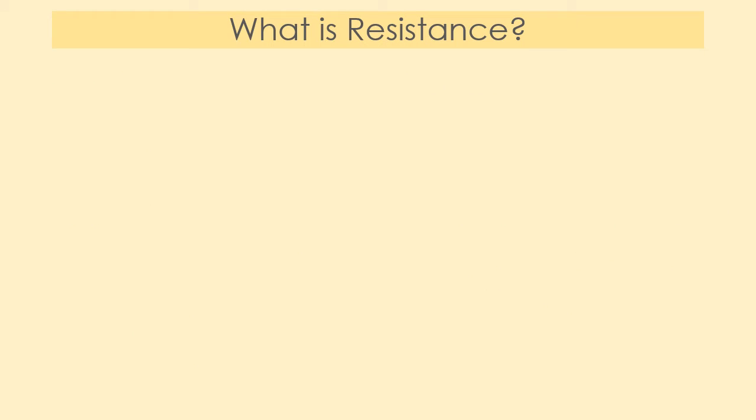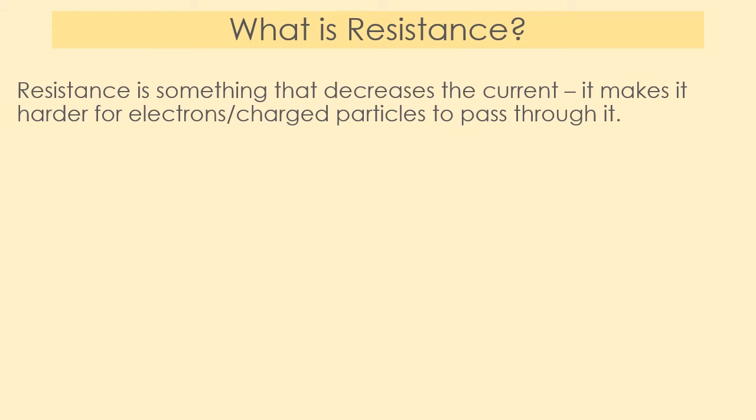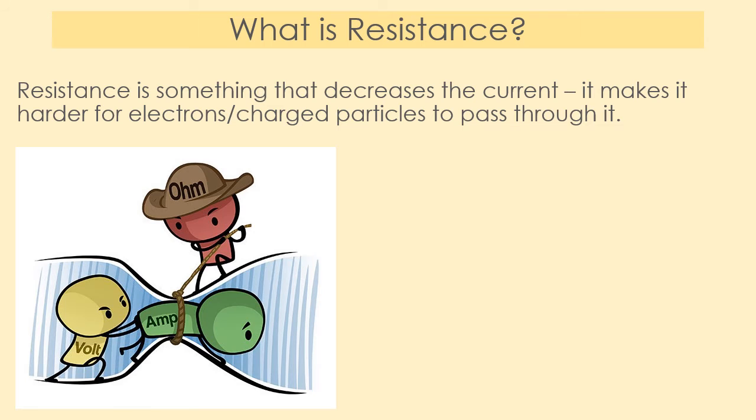Now, resistance is the thing we're looking at in this video, in this lesson. So resistance is something that decreases the current. It makes it harder for the electrons or charged particles to pass through it. It doesn't slow it down, it just decreases it. So we decrease the number of electrons passing through. We're not going slower, we're just getting less of them going through.